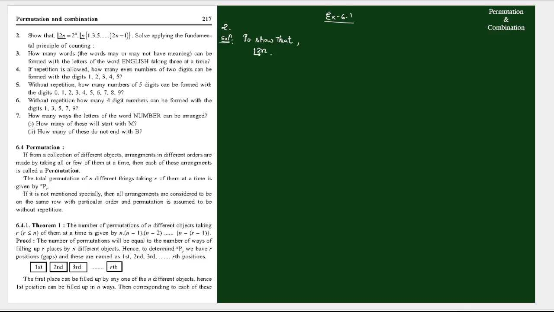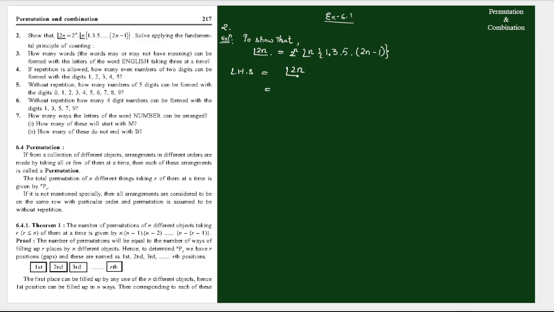Factorial 2n equals 2 to the power n, factorial n, into 1, 3, 5, up to 2n minus 1. Okay, solve applying the fundamental principle of counting. So let's start from our left hand side. Factorial 2n.